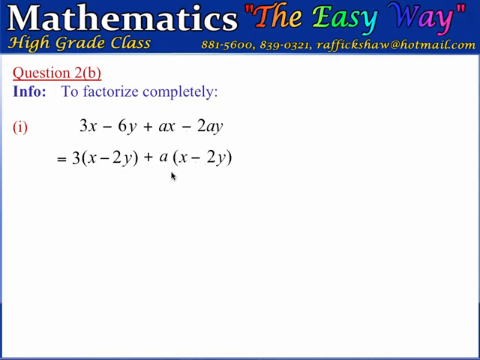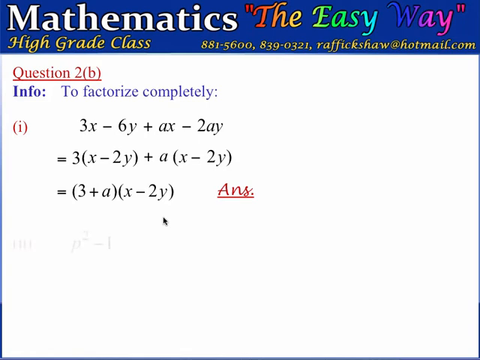And so the bracketed term now becomes our common factor for these 2 terms. The bracketed term, the x minus 2y, is now a common factor, and so it is 3 times this factor plus a times this factor, and so the result is 3 plus a times that factor. And so that's the result of that factorization.